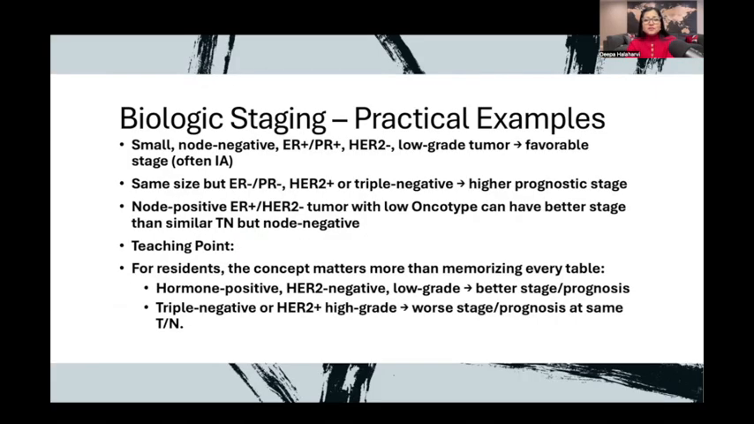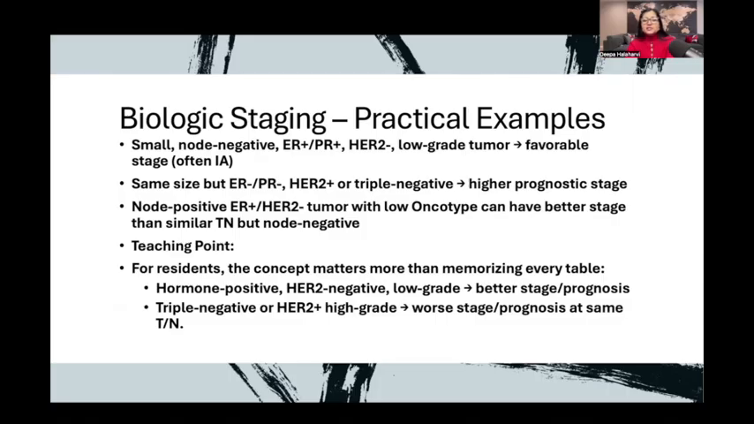So let's look at these practical examples. If it's a small, node negative, hormone receptor positive, HER2 receptor negative, low-grade tumor, favorable stage, usually early stage, stage 1. Same size, but it's ER/PR negative, HER2 positive, or triple negative, they all have higher prognostic stage. And node positive, ER positive, HER2 negative tumor with low Oncotype still can have better stage than a triple negative, but node negative. So the concept matters more than memorizing every table.